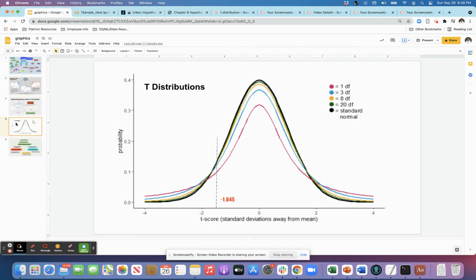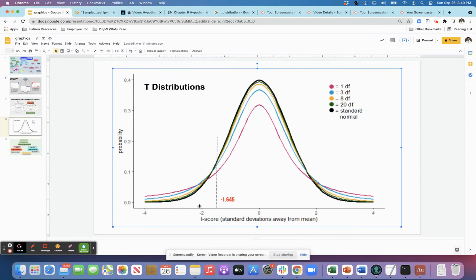If we look here, this is a simulation of the t distribution. It's not quite the one that we have, because the degrees of freedom is much larger. But we see this is where a t-critical of minus 1.645 would lie, and our value is somewhere out here, minus 10. So it's very much in the extreme region, the rejection region of very low probability, and so we would reject our null hypothesis.